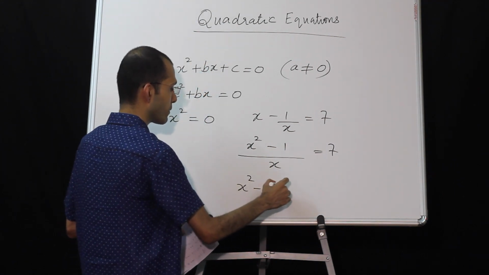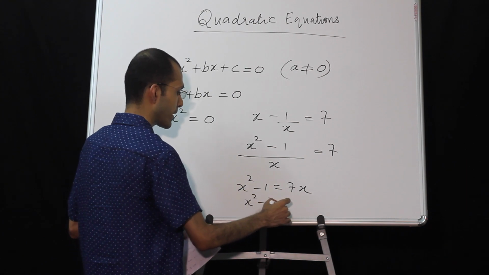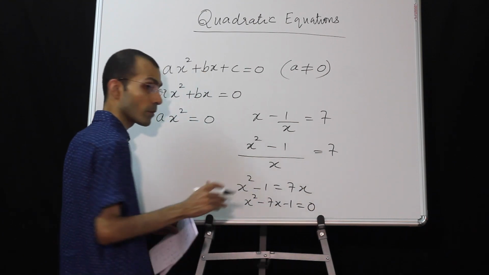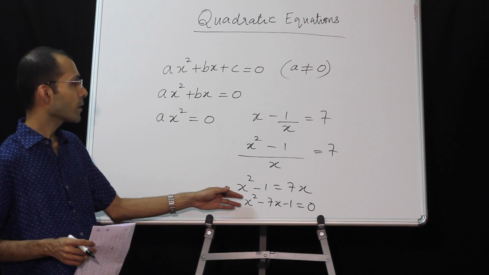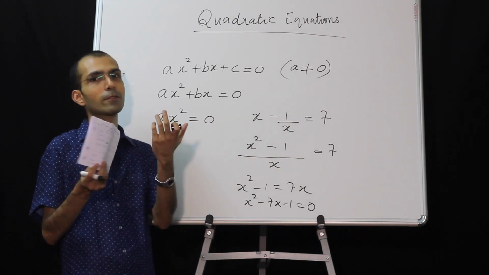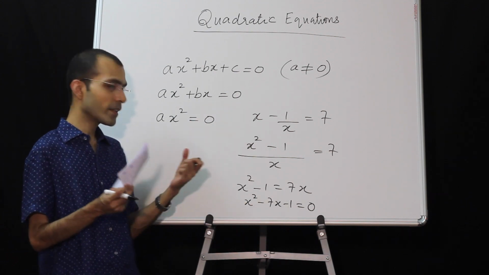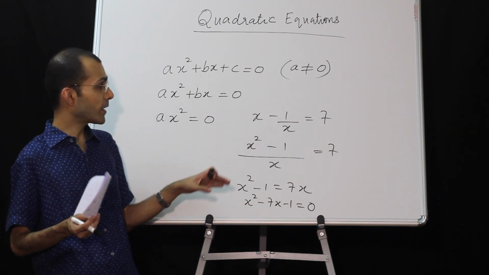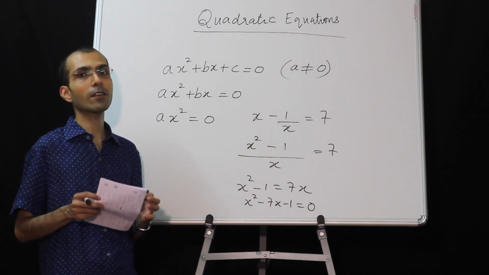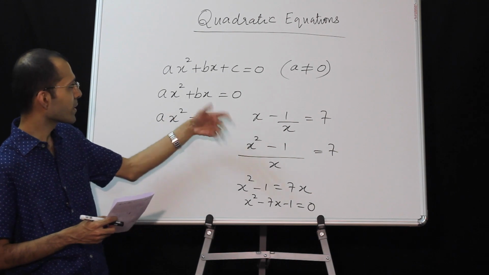x square minus 1 is equaling 7x. So x square minus 7x minus 1 equaling 0. And now is it quadratic? Yes. So this was also a quadratic equation, but it was in a disguised form. Okay. After a bit of simplification and trying to put it in the standard form, we realize that this equation is definitely a quadratic equation. Now this much introduction was sufficient.